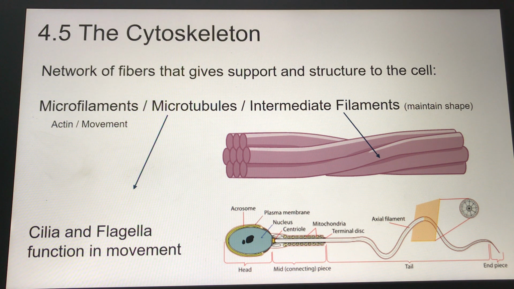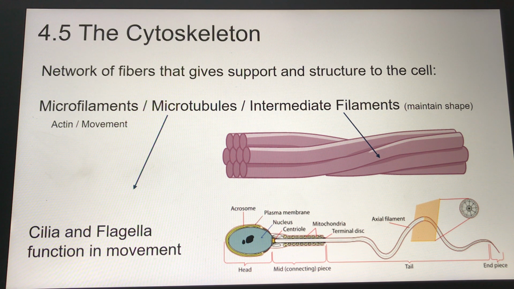Okay, I want to next talk about the cytoskeleton. This is a network of fibers that give support and structure to the cell. There are many kinds of cytoskeletal elements. We have microfilaments, microtubules, intermediate filaments, and they help with moving and maintaining shape. Specifically in these microtubules, we see that flagella and cilia are composed mainly of microtubules.